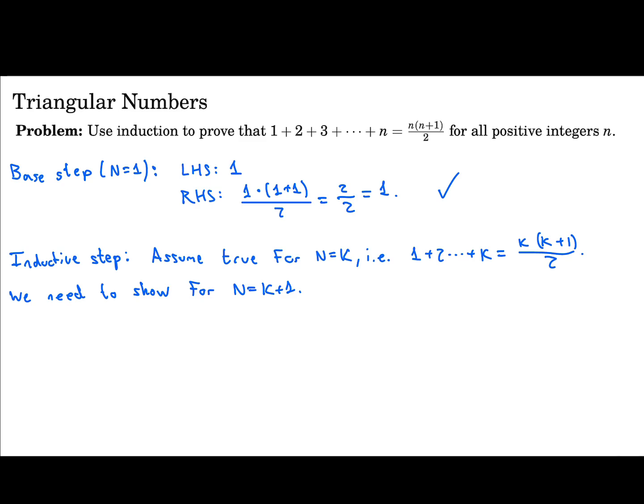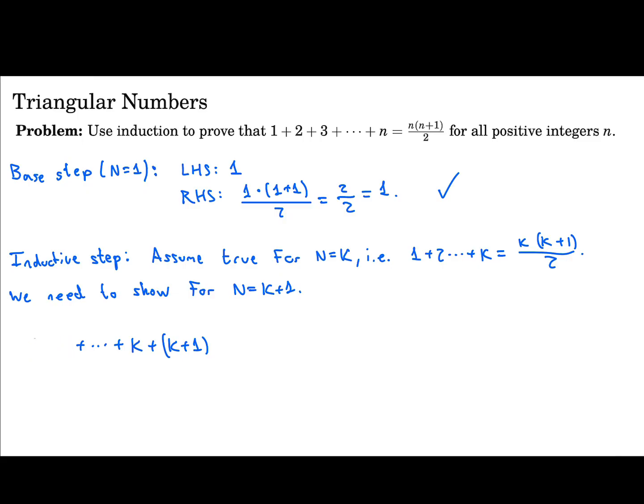So now the left hand side that we want to show, so 1 plus 2 plus all the way up to k plus 1. So we want to show that this will have the closed formula like this for n equal to k plus 1. And what we are allowed to use is the fact that it's true for n equal to k, right? So we know that for the first k this holds, and we need to show that it's true for the next one.